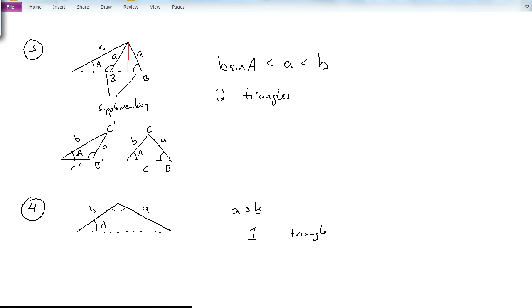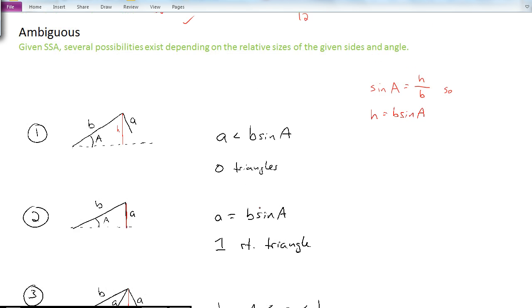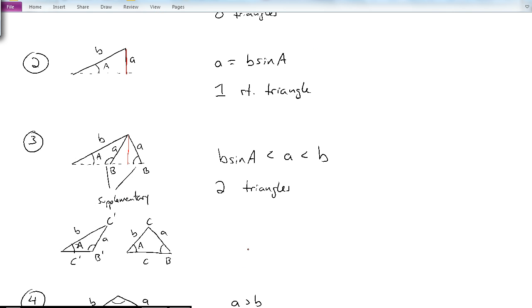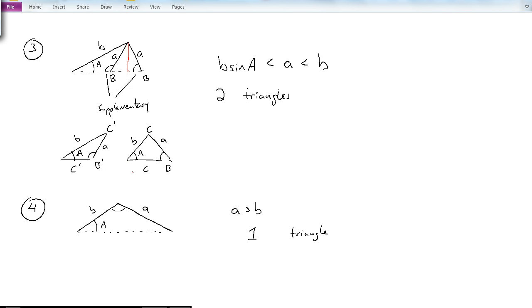So let's just review. We have 4 cases that are possible when given SSA. One results in no triangles. A is so short that it can't reach the side that would form the triangle. Side A is just barely long enough to reach. That makes one right triangle. Side A is long enough to reach in 2 places. Okay, so it's longer than H, but not so long that it's going to make case 4. And then case 4 is A is really long and it makes only one triangle.